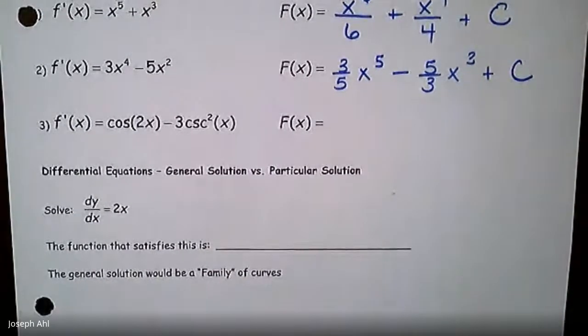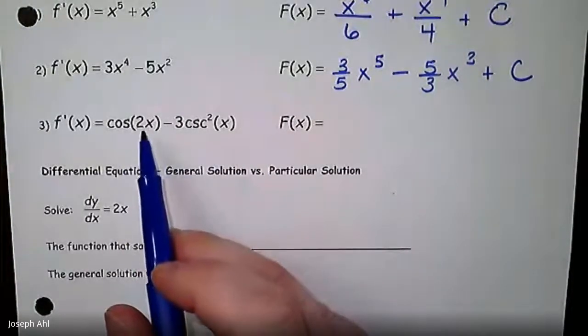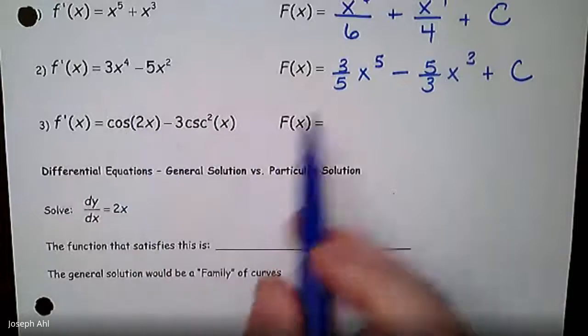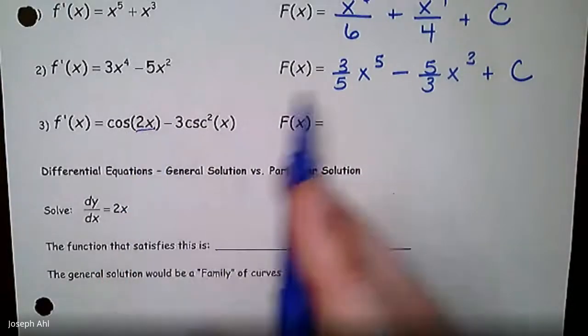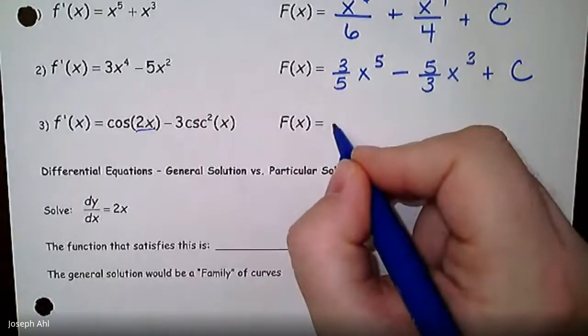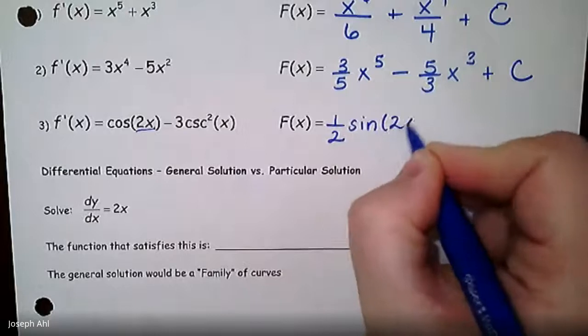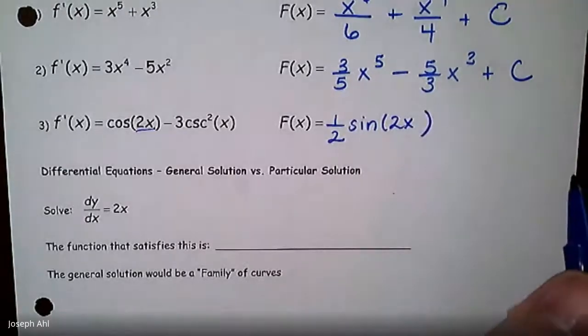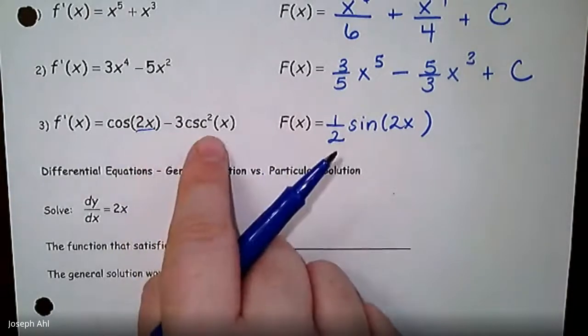Okay, and then for the final example here, when we treat these individually, cosine of 2x, if the derivative is cos, the original function sine, but with that anti-chain rule step, we're not going to multiply by 2, we're going to divide by 2 on the outside. So it would be 1/2 out front of sine of 2x. Okay. And then from there, the derivative, if it's negative cosecant squared.